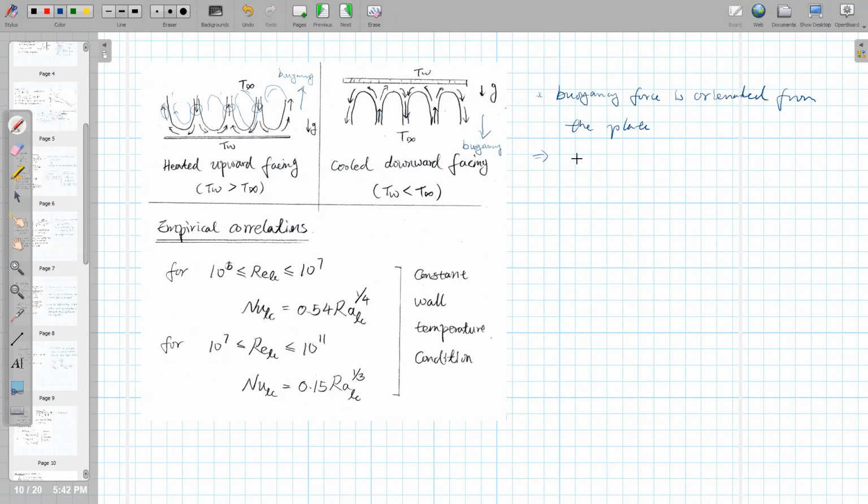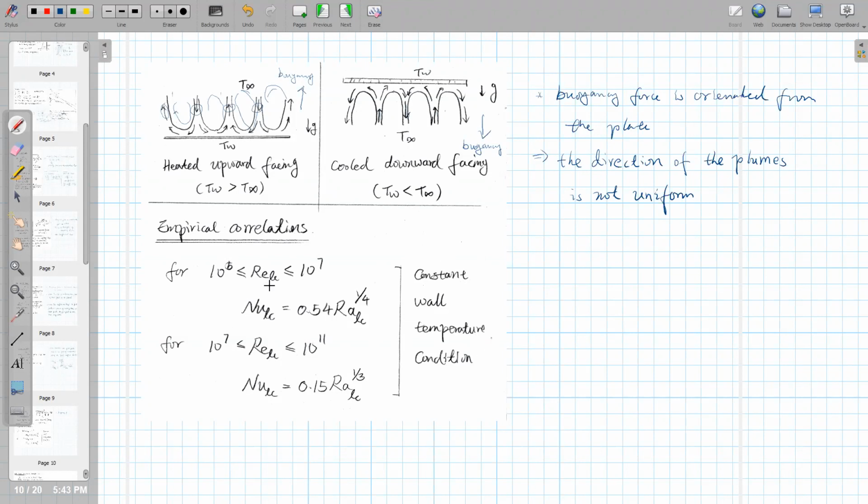The thing you need to notice is that the direction of the plumes is not uniform. It's going up, going down. It's not uniform in these cases. And in this situation, we also have empirical correlations based on previous researchers' publications actually. And they work only for the constant wall temperature condition, not for the constant heat flux cases.